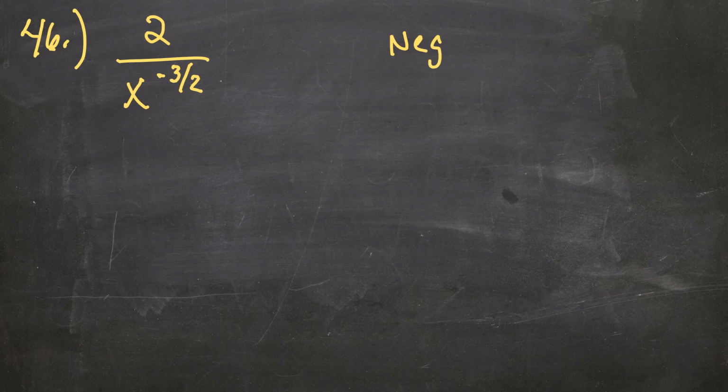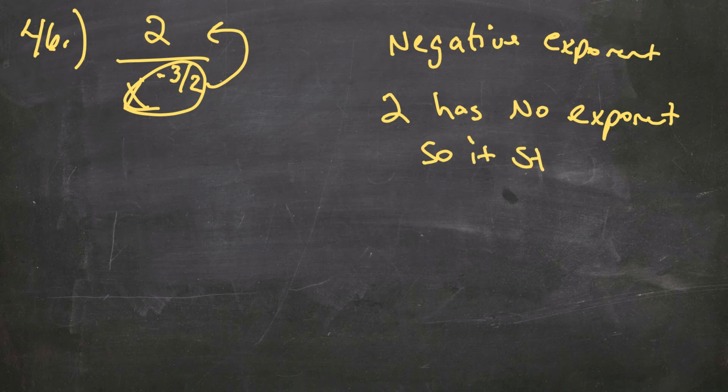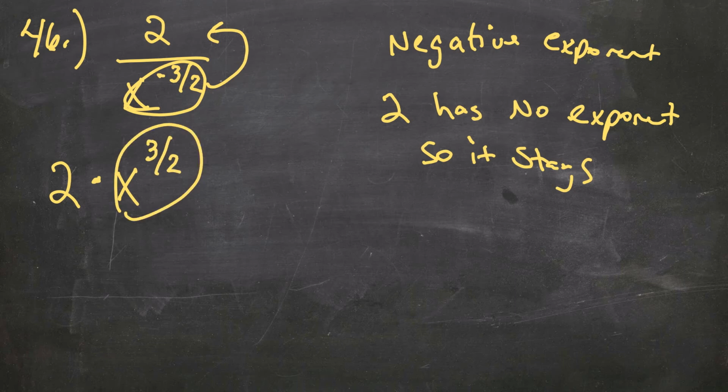All right, 46. The first thing I notice is I see a negative exponent. I'm not allowed to have a negative exponent, so I take everything that's down there and I move it upstairs. I don't do anything with the 2. 2 has no exponent, so it stays upstairs. That's why it should become 2 times x to the positive 3/2. I'm going to translate that into 2 square root of x cubed.